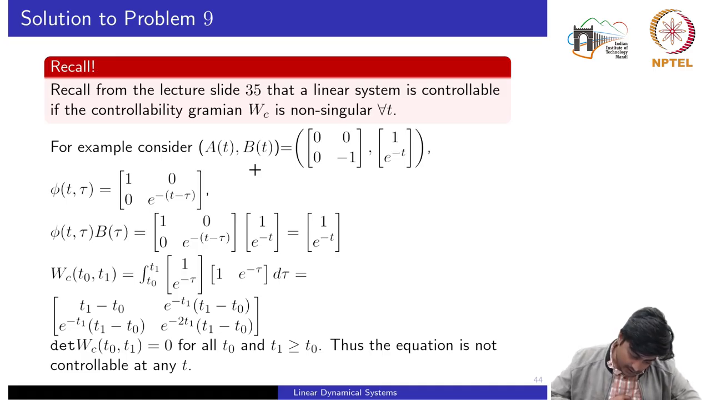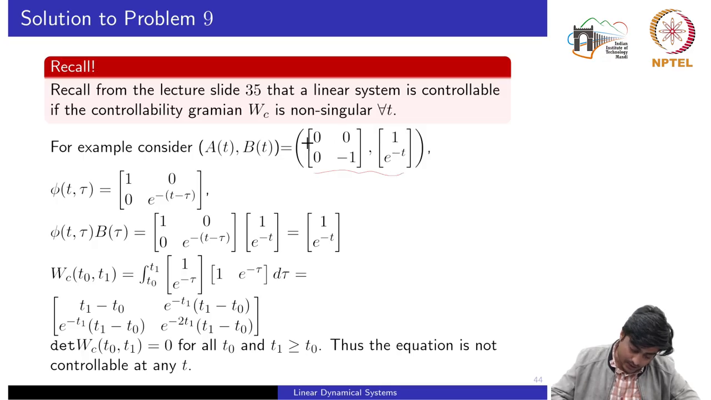Now, looking at the LTV case with a particular example, let's select A(t) and B(t) as these matrices. For this A matrix, we can compute the state transition matrix, which is pretty easy to compute, and then compute the controllability Gramian and check the rank for every T1, T0. We found that this pair A(t) and B(t), specifically given by this combination, is not controllable at any time t.